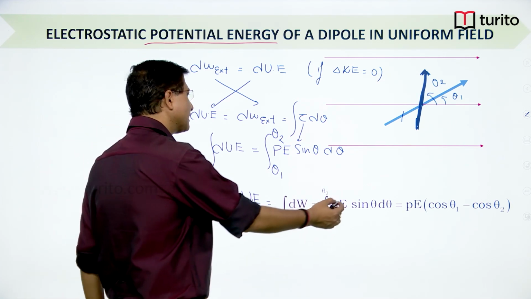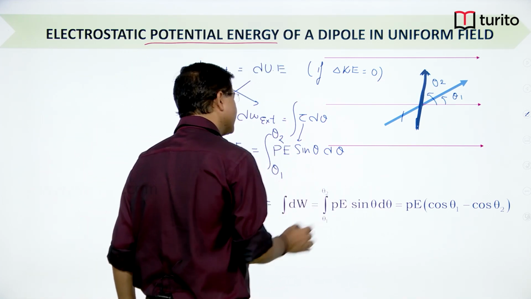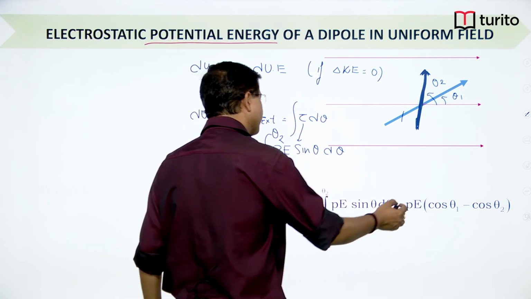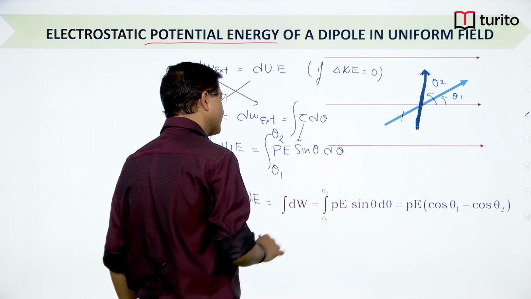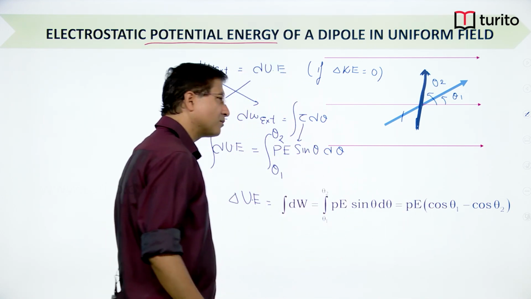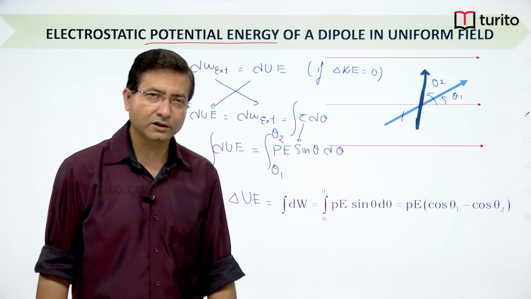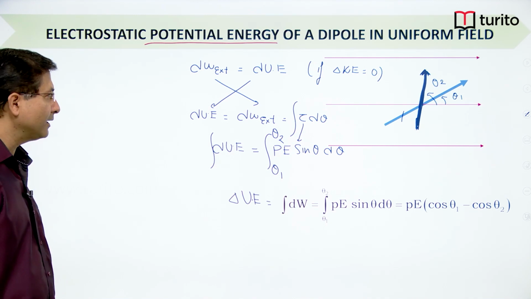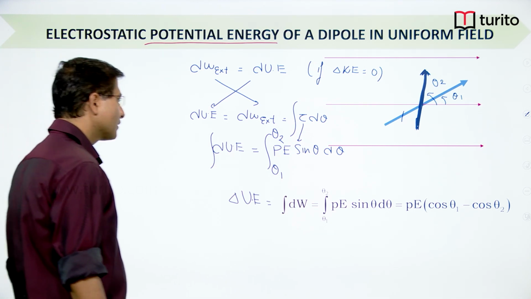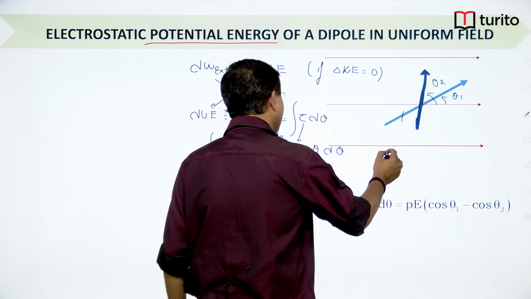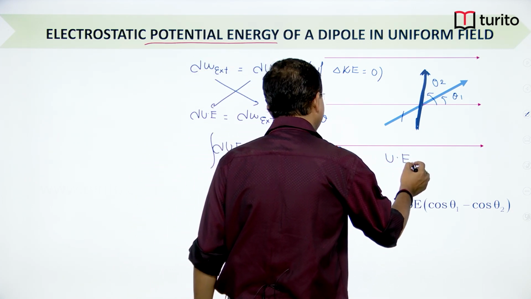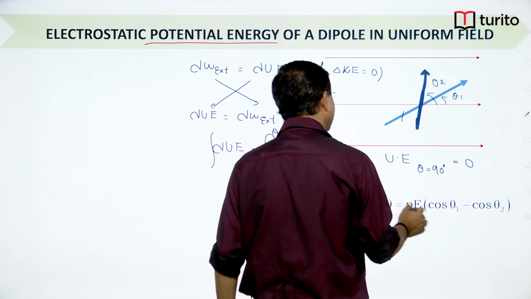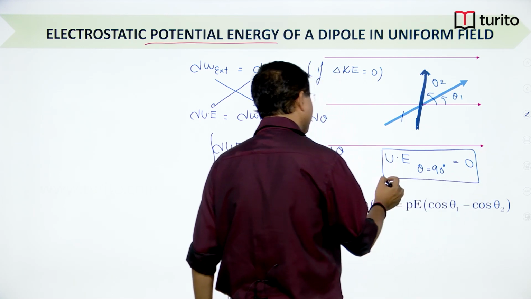So Pe sin theta, when you integrate, you will get the integration of sin theta as minus cos theta, upper limit theta 2, lower limit theta 1, right, upper limit minus lower limit, take the minus in, and you will get this expression: Pe times cos theta 1 minus cos theta 2, right. So here what we do, we define potential energy when theta is equal to 90 degrees as 0. Potential energy when theta is 90 degrees is taken as reference, and that we define as 0, right.